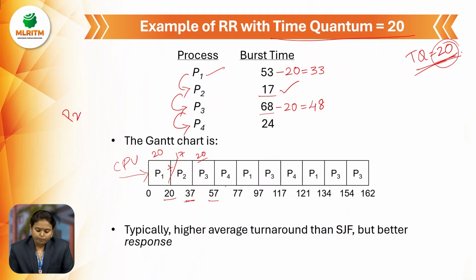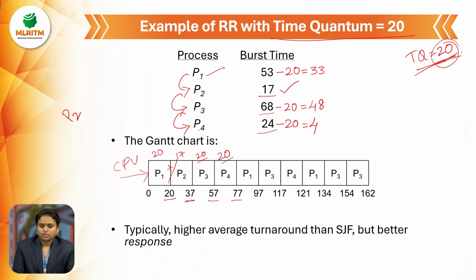P4. P4 has burst time 24. But the time quantum is 20. So minus 20. Then what is remaining? 4. Okay, fine. Until this one cycle, round robin, one cycle is done. 57 plus 20, 77. After P4 process, there is no other process.